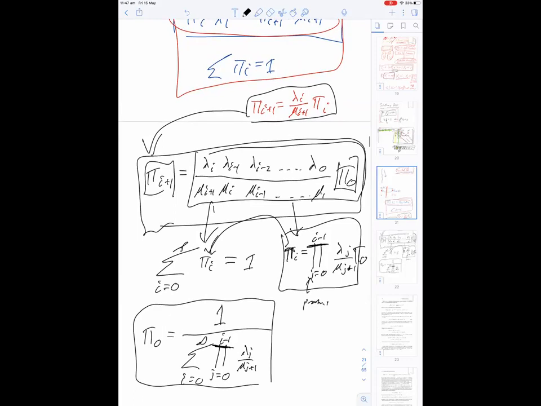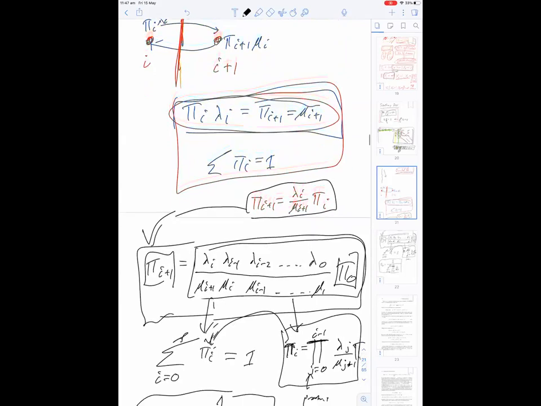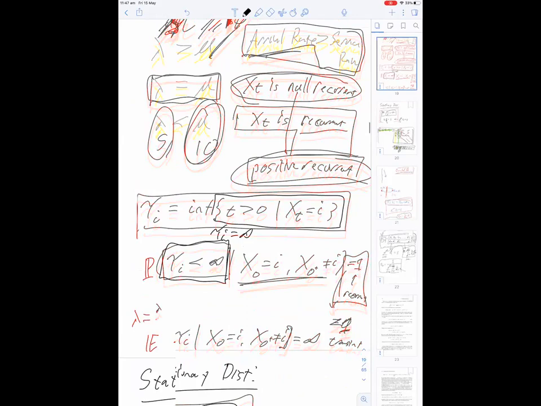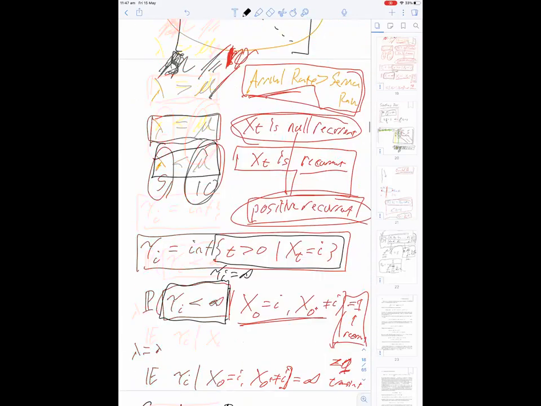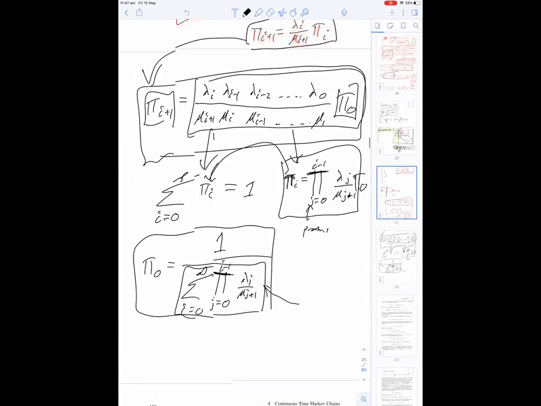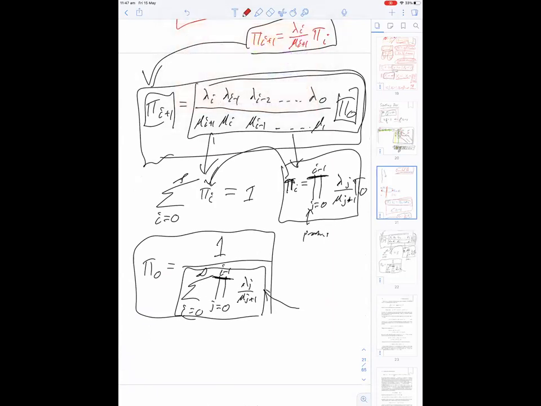So this series will only converge under certain conditions, for example if all the lambdas and mus are equal. Otherwise this series will not converge. If all the lambdas and mus are equal, then you have lambda and lambda and lambda, so this is easier: it's just lambda to the power I plus 1. And here you have mu and mu and mu, just constant mu, so mu to the power I plus 1.